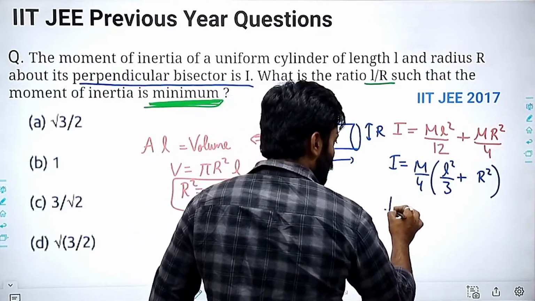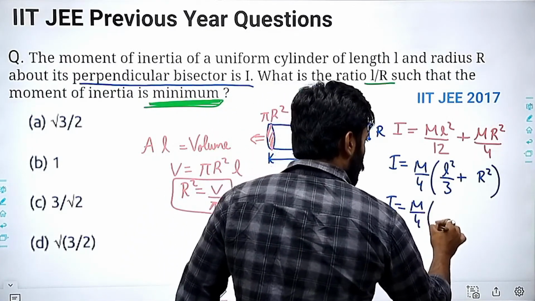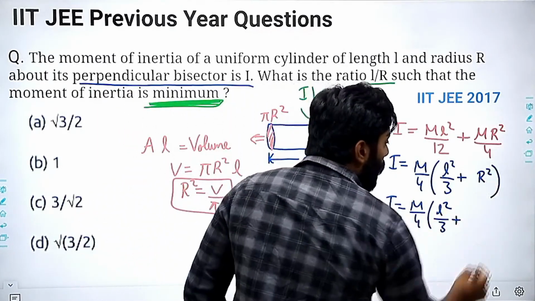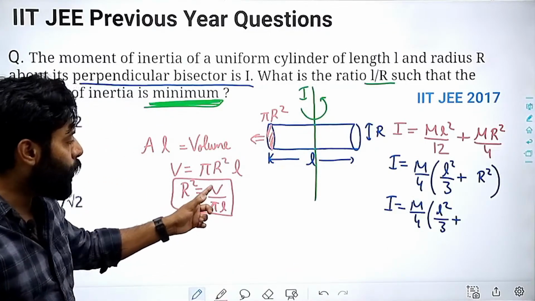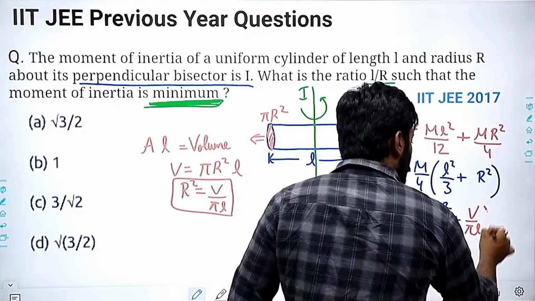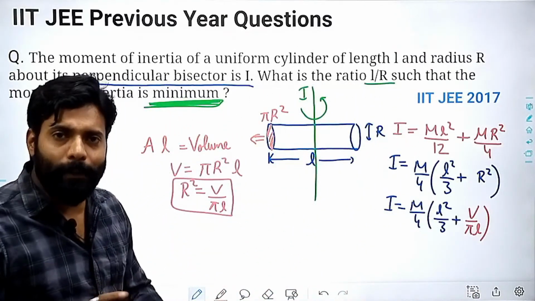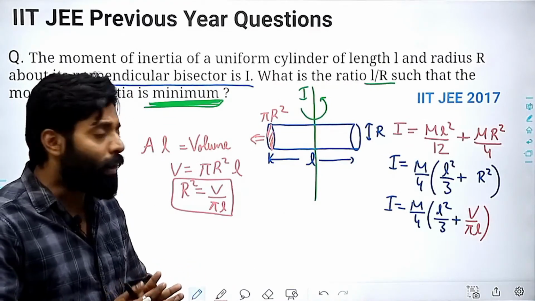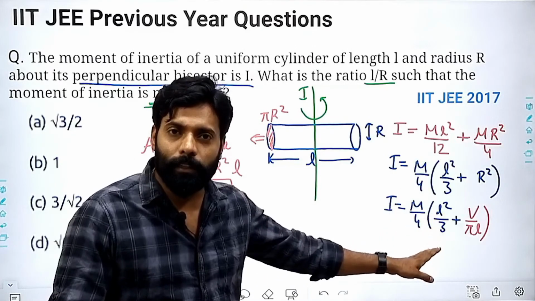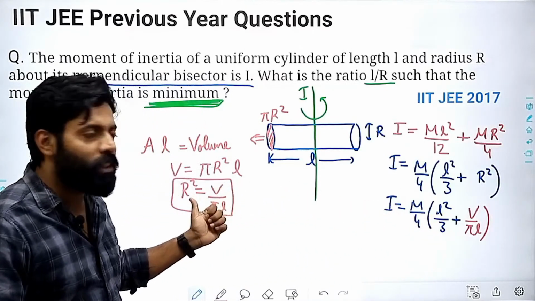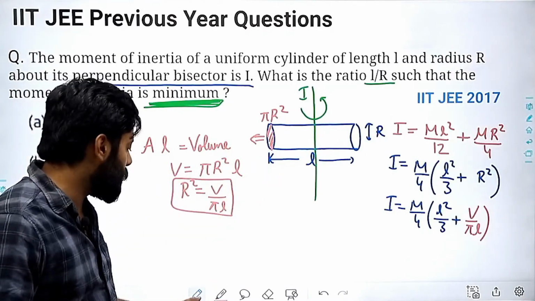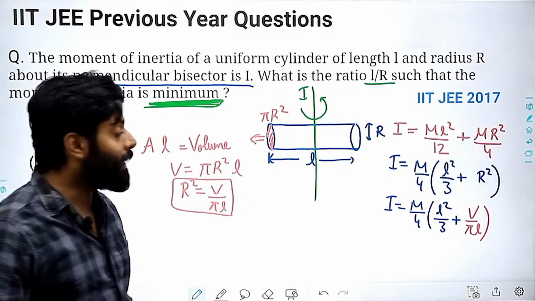You can do it. We are checking this. I'm just replacing this r square with the value of V upon pi L. And now I have to minimize this moment of inertia. Why did I do this? Because I want one equation that will depend only upon length. This is the reason, because with only one differentiation I can find out the answer.